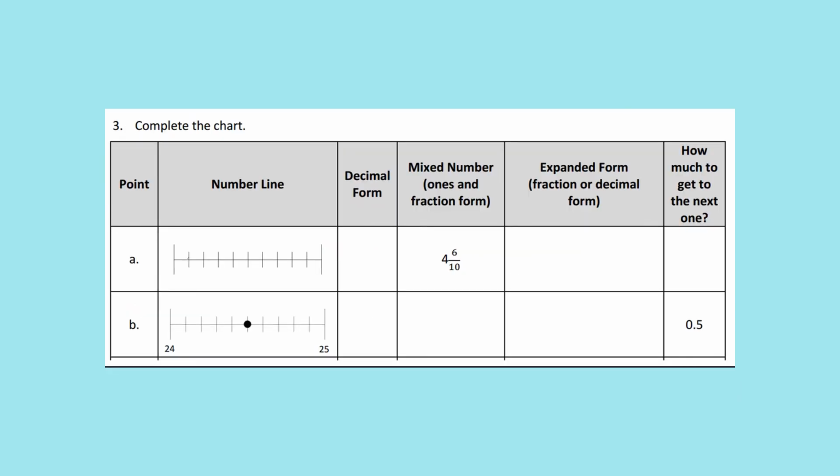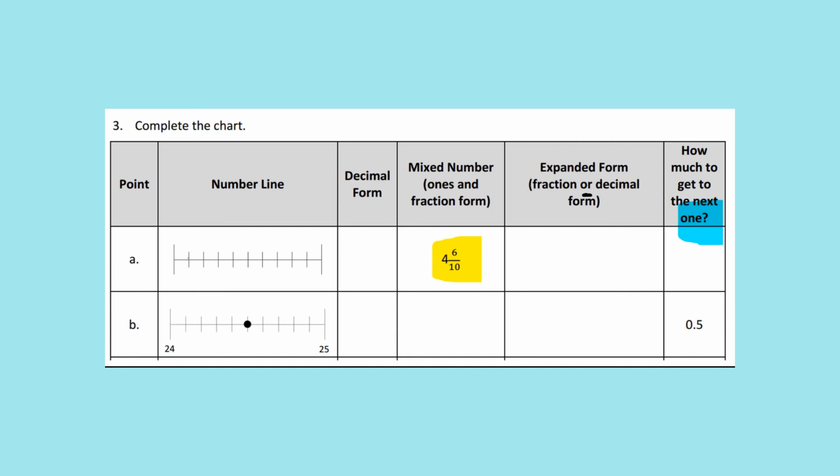Let's complete the chart. The chart has different categories we need to fill in based on the number that they gave us. We have to put it on a number line, write it in a decimal form, write it as a mixed number in fraction form. We have to write it in expanded form, a fraction or decimal form we get to pick. And we have to decide how much to get to the next one. By that they mean to get to the next whole number. So in A, the number they gave us was 4 6/10. So I need to put it on the number line.